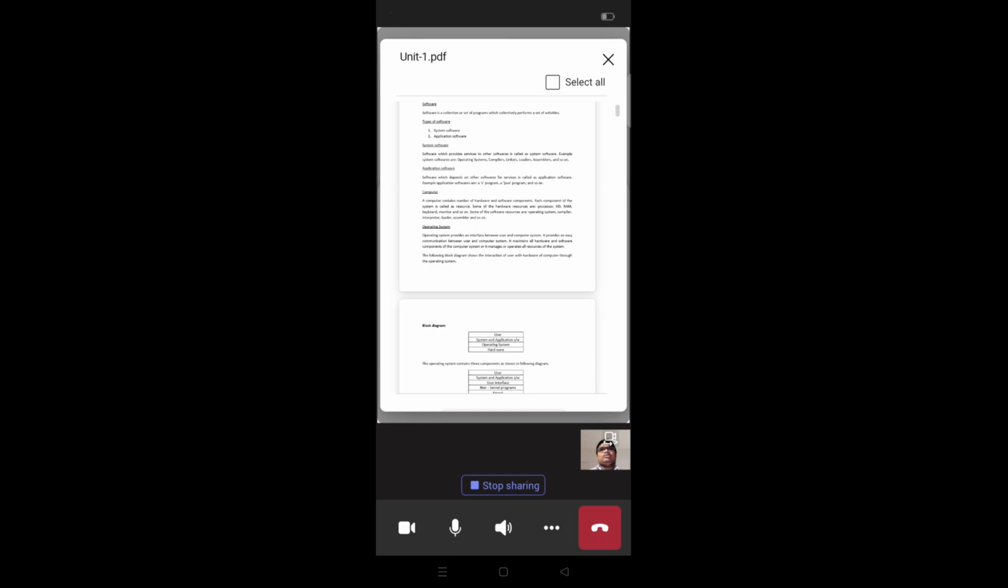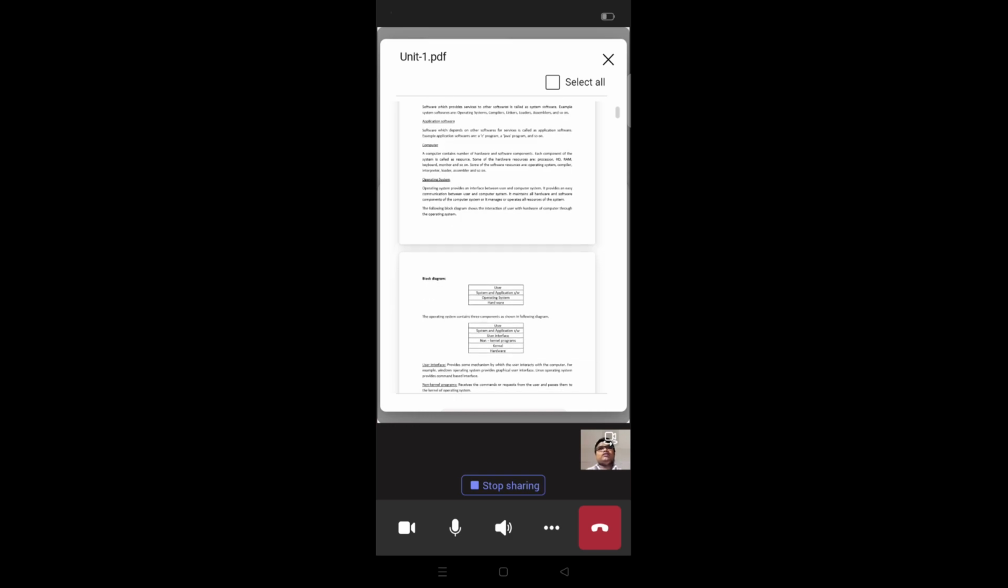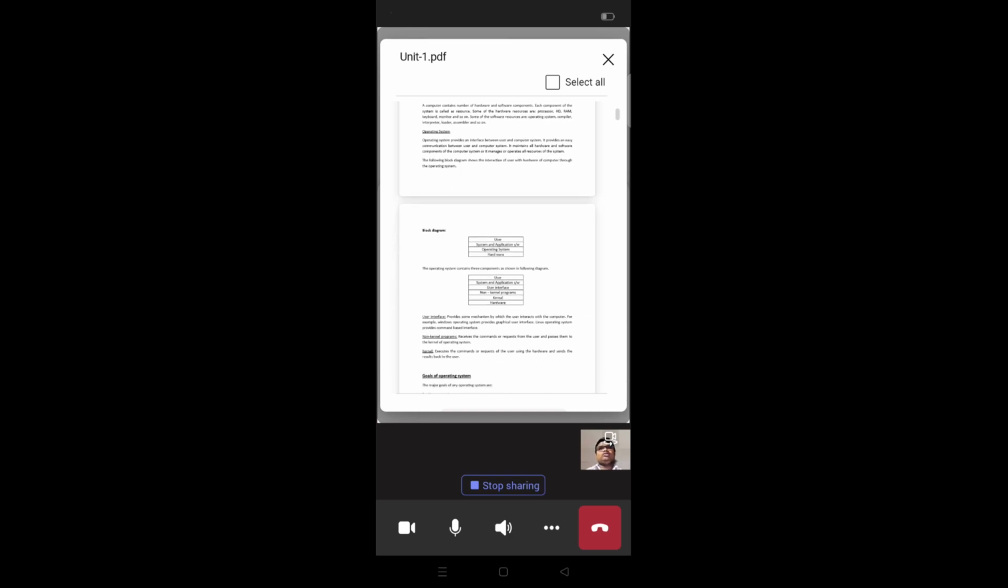Operating system provides an interface between user and computer system. It provides easy communication between user and computer system. It manages all hardware and software components and operates all the resources of the system. The following block diagram shows the interaction of the user with the hardware of the computer through the operating system.